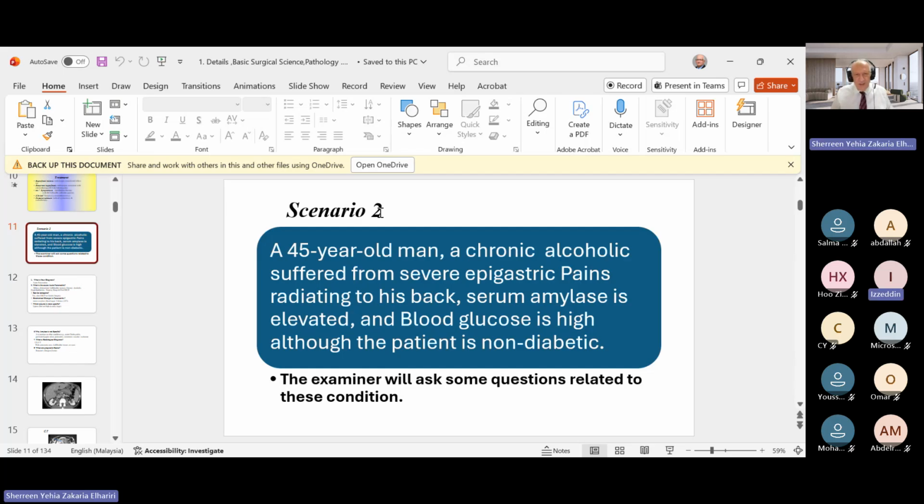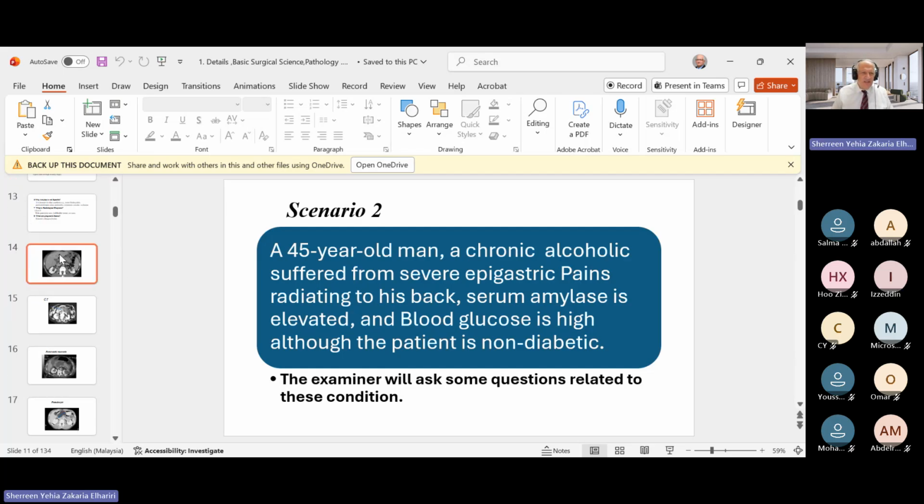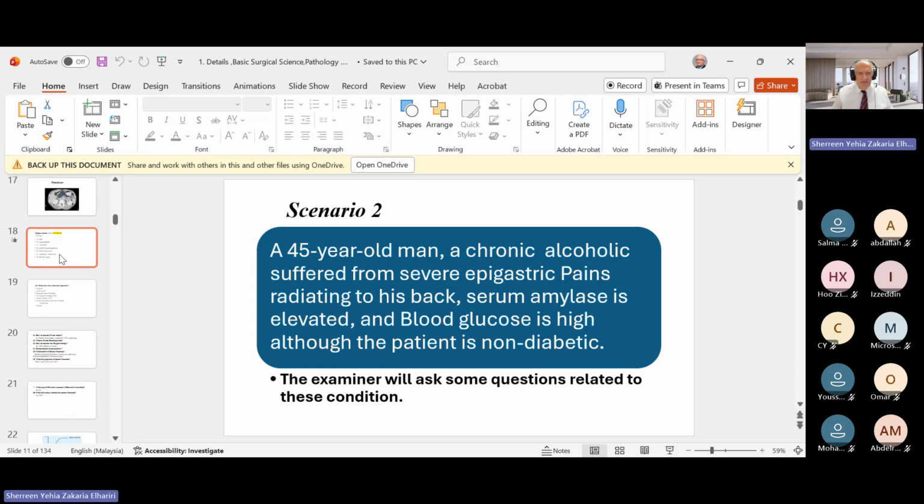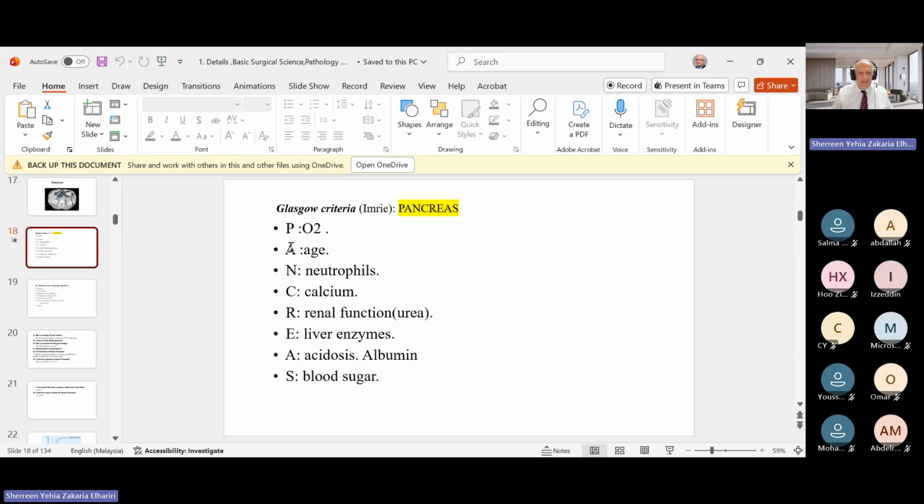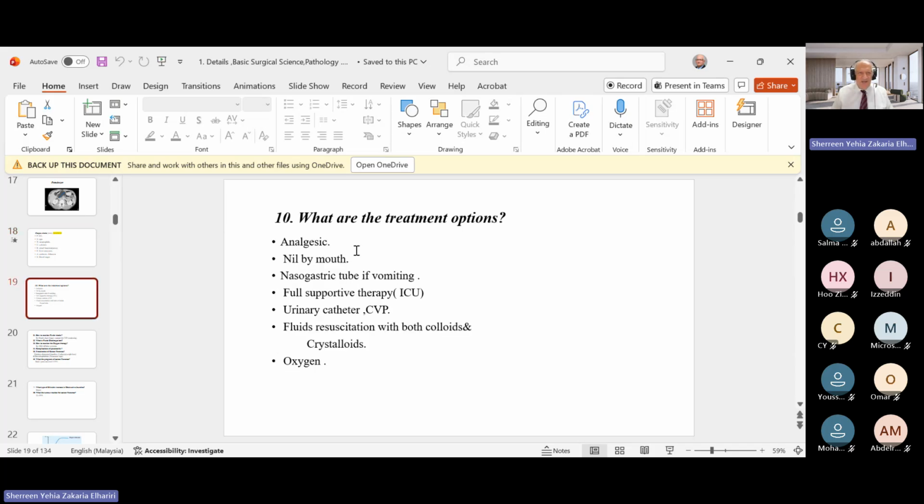Opioid. What is the route usually you give opioid? It is intravenous drip and usually PCA, patient-controlled analgesia. So the first line of treatment is we give the patient analgesia. After that, you mentioned you give fluid. How to monitor this fluid? By urinary catheter.